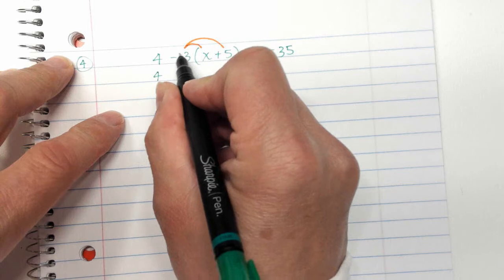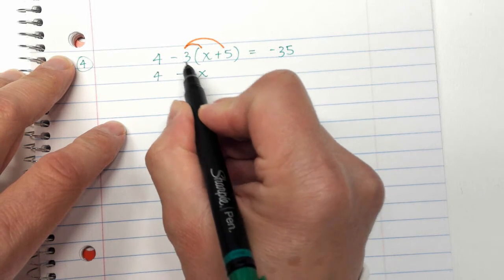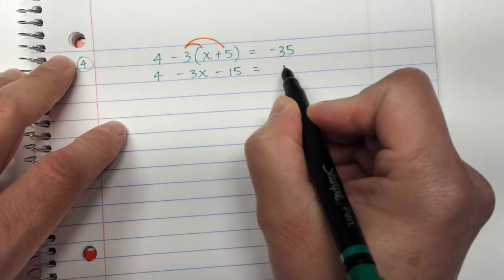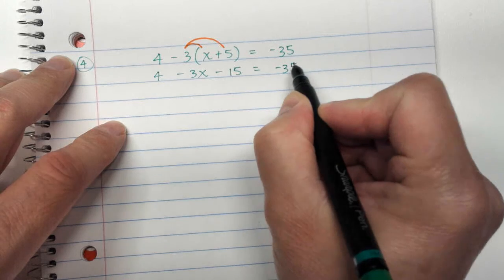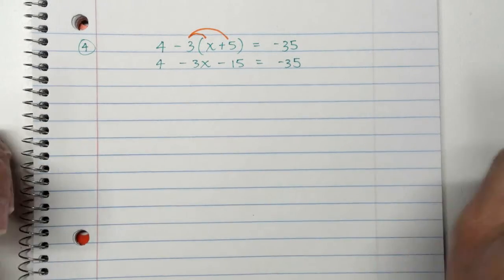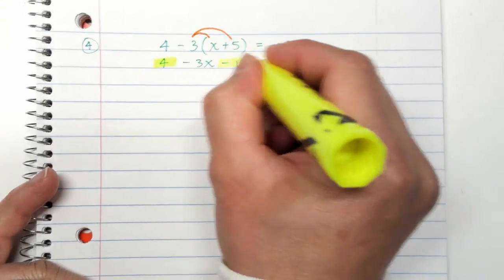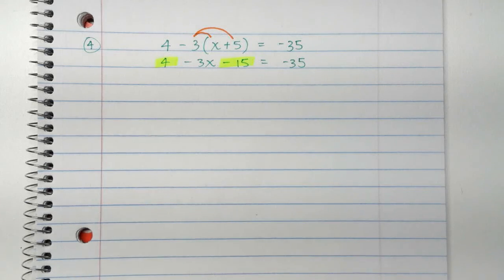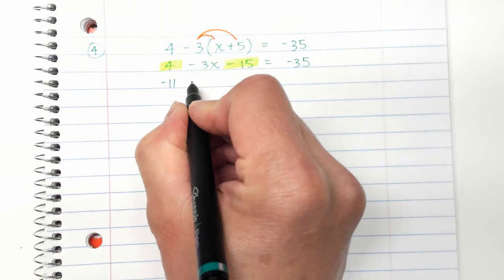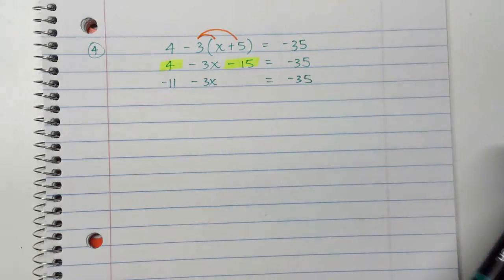Gotta be careful. Think of that as a negative 3. So negative 3 times x is negative 3x, and negative 3 times positive 5 is negative 15. So, like I said, these problems are getting harder and harder. And then you combine the like terms. Bam, bam. A positive 4 and a minus 15 makes a negative 11. And now it's a normal 2-step equation.